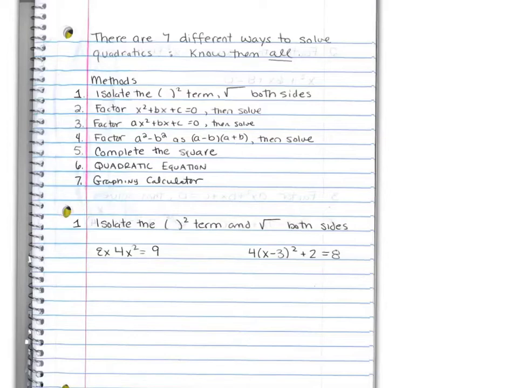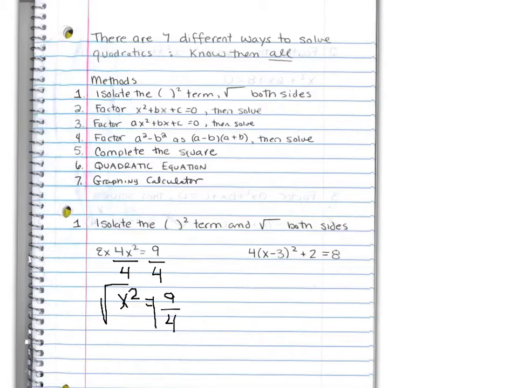sides. In the first equation, the squared term is not isolated. Isolated means it's by itself. So we're going to start off by dividing both sides by 4. We get x squared is equal to 9/4. So now the squared term is isolated.